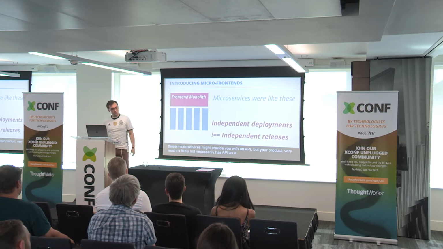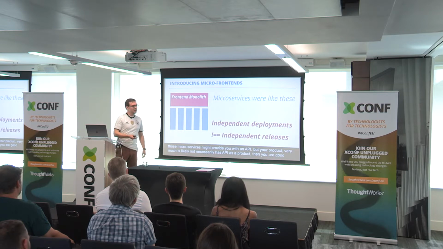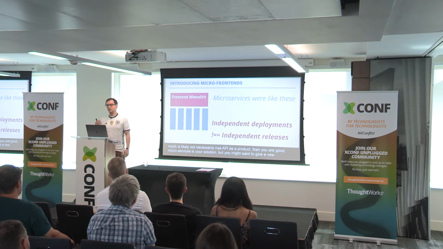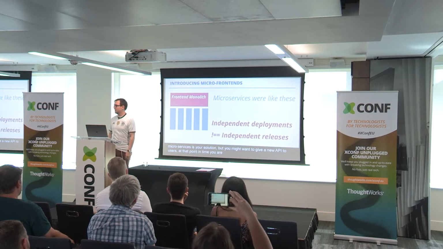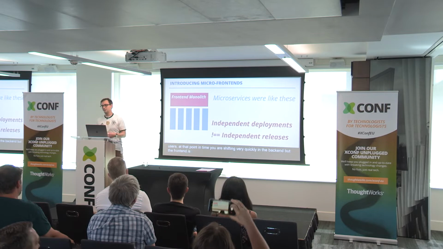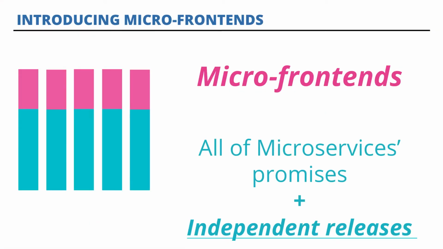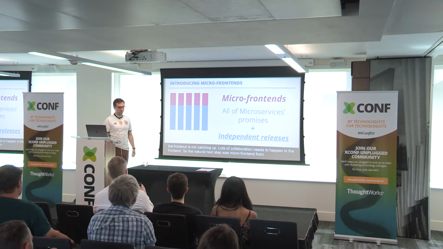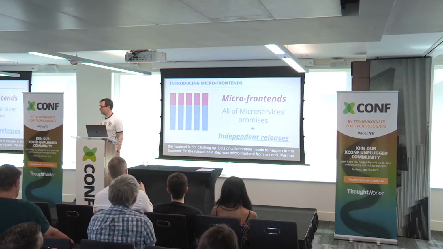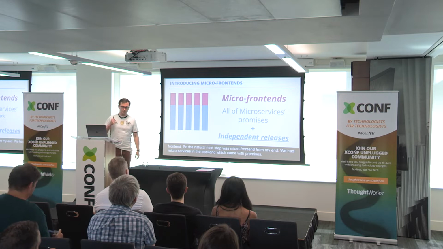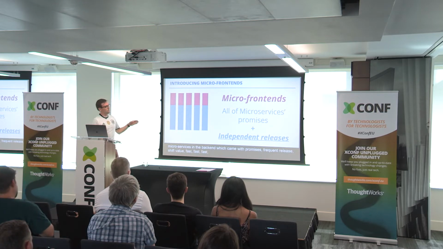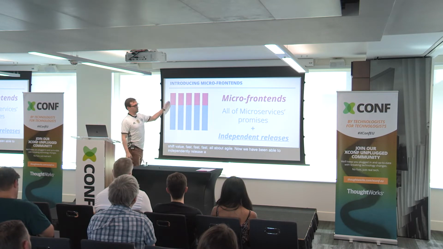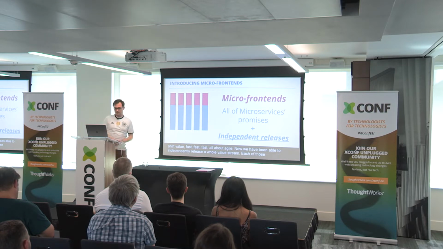But you might want to provide a UI to your users. And at that point in time, you're shipping things very quickly in the backend, but your front end is not catching up, because lots of collaboration needs to happen in the front end. The natural next step was micro-frontends, at least from my side. We had the possibility of microservices in the backend, which came with certain promises. There was independent release, frequent release, ship value fast, fast, fast. That's all about Agile, right? And now we are actually able to independently release a whole value stream. Each of those streams can be one team.